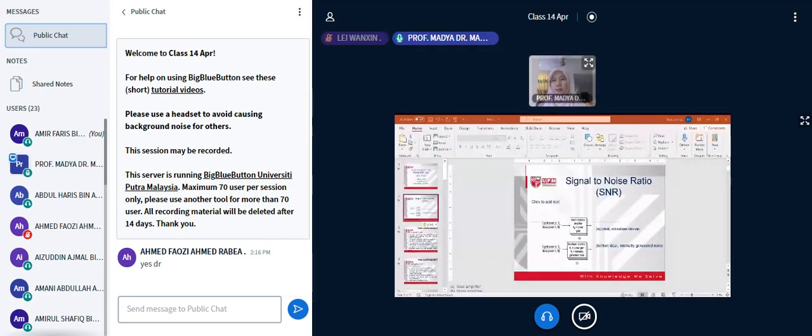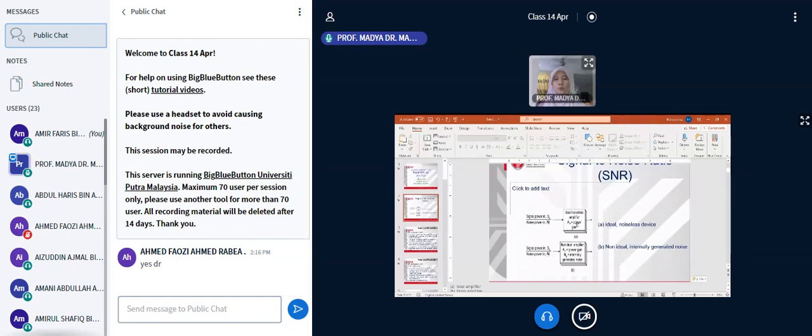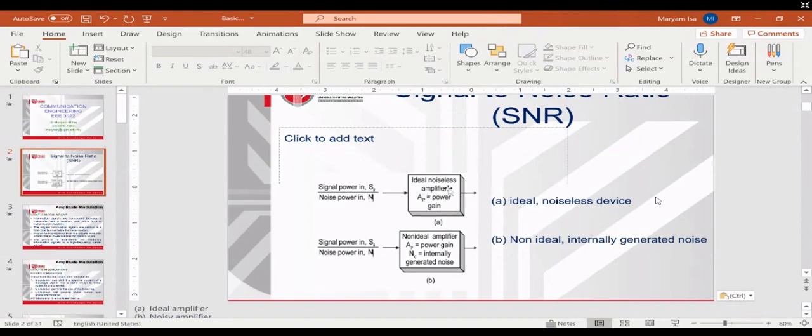Okay, so if you look at last week's slide, just to recall, I enlarge it a bit. If you do your signal to noise ratio for the input, for the ideal case, it will be the same as your signal to noise ratio at the output, because there is no noise in the device itself. The noise comes from the input and is amplified together with the signal at the output. So, I repeat, the signal to noise ratio for input is the same as the signal to noise ratio at the output for the ideal case, when there is no internal noise generated in the amplifier itself.